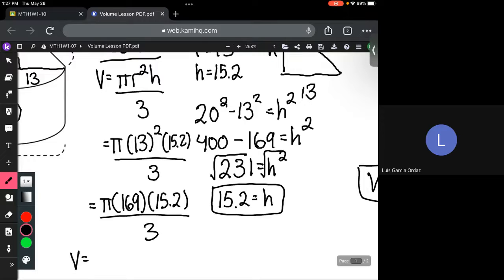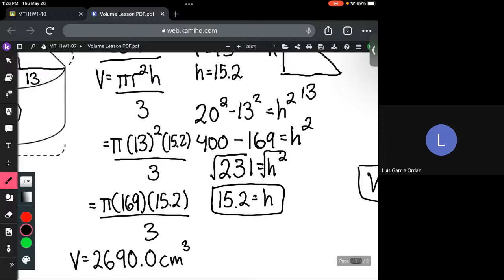Laura, do your thing. Hey Siri, what's pi times 169 times 15.2 divided by 3? To the nearest tenth, 2,690.0. Yes, Kareem, what's your question? I was just asking why would you use 169? Because the radius is 13 and 13 to the power of 2 is 169.